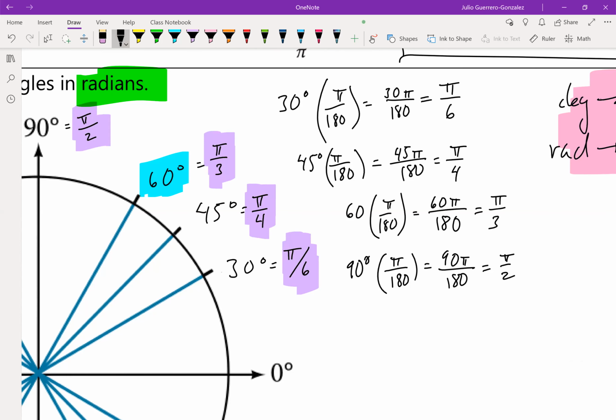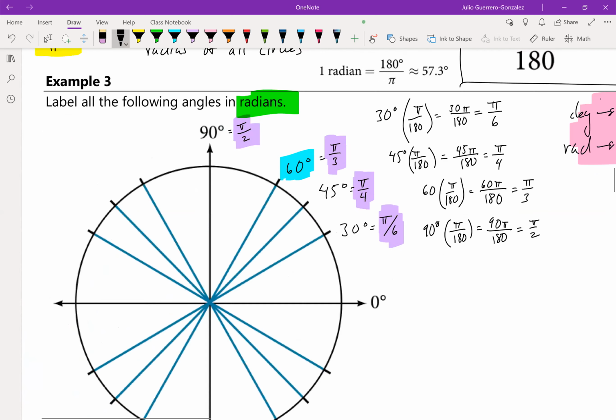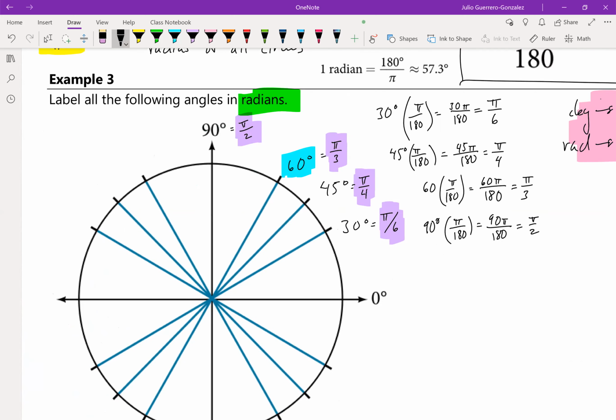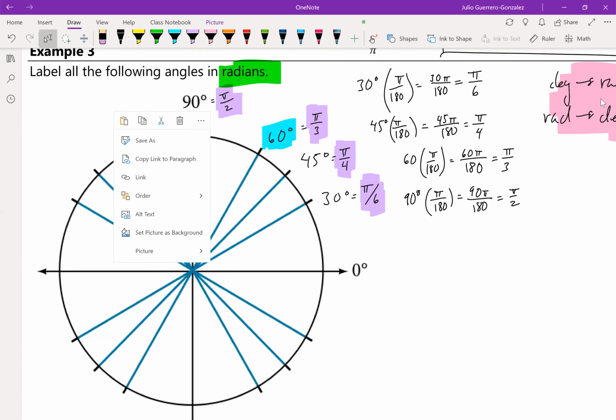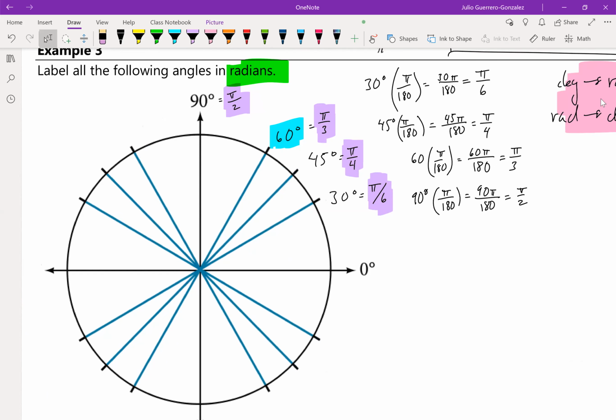The two that I want to point out really quick. Actually, let me just go ahead and point out this whole thing. What I want people to notice is this. This right here, that's 45 degrees. So this is pi over 4, right? There's another angle right here. This is also 45 degrees, or pi over 4, right?